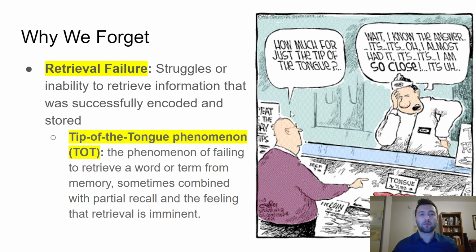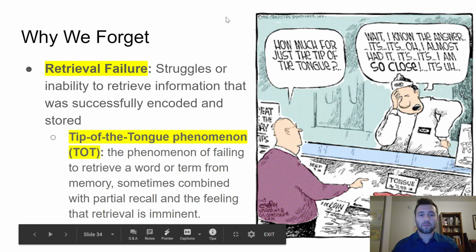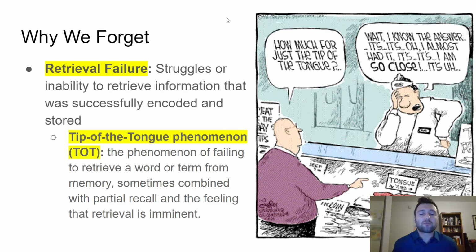The easiest example of this is what is called the tip of the tongue phenomenon. You've probably heard of this before. It's where I'm trying to remember something. Maybe it's a word for class, maybe it's a person's name, maybe it's the name of a band or a song. And I can't remember it, but it feels like it's there. That's why they call it the tip of the tongue. It's right there. You can almost feel that the information is there, but you just can't quite get it.